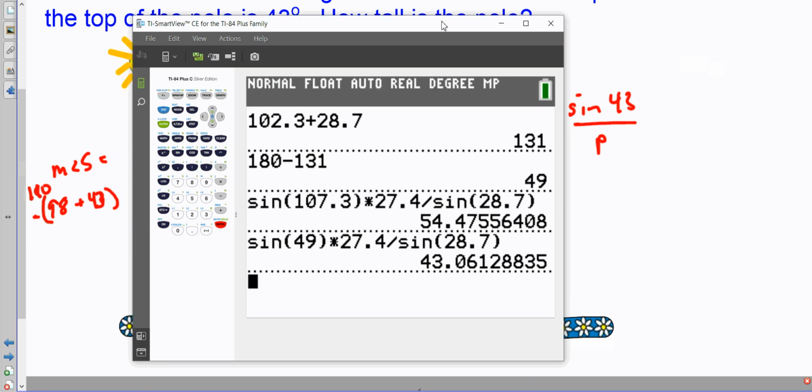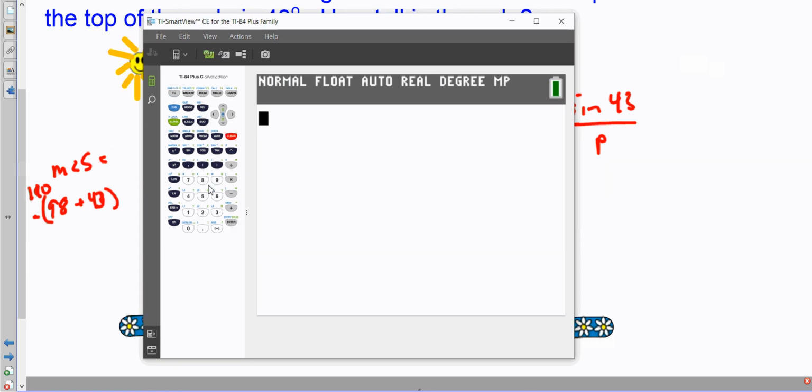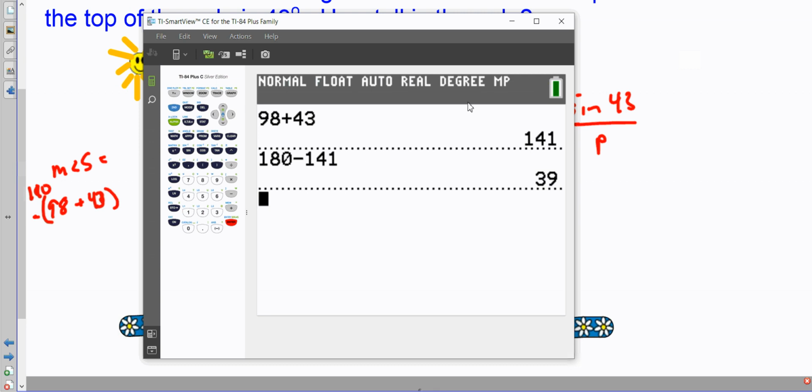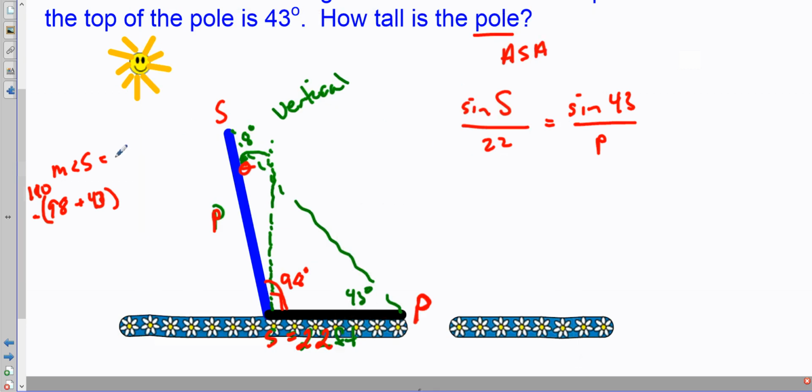So if you want to take out your calculator, we'll clear this. This is from my old problems. We're going to take 98, and add 43. And then from here, we're going to take 180. You probably can do this in your head. Minus 141, and you have 39 degrees. So S equals 39 degrees. So the sine of 39 degrees over 22 is going to equal the sine of 43 degrees over P, and P will give us how tall the pole is from here to here.